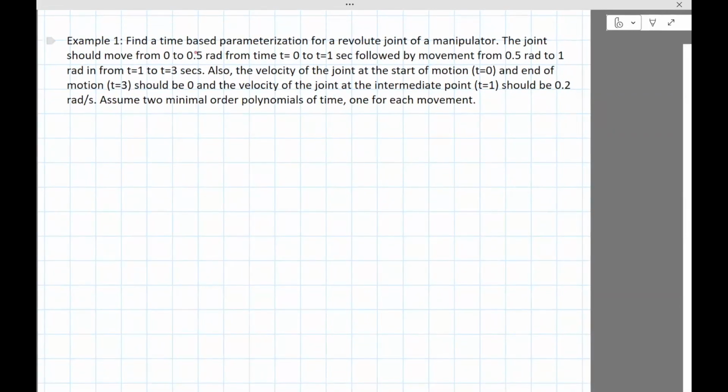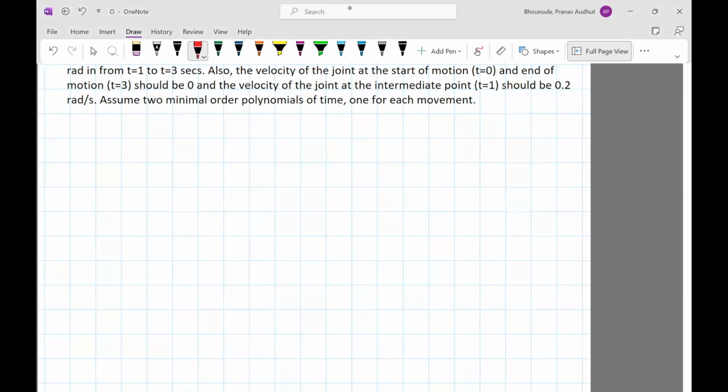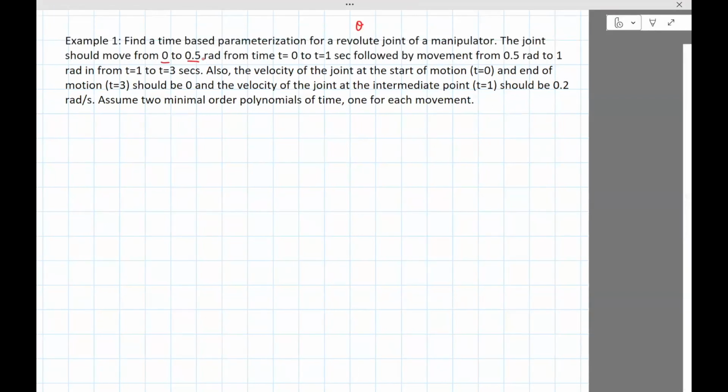Okay. Find a time-based parameterization for a revolute joint of a manipulator. So a single joint, let's call it theta. The joint should move from 0 to 0.5 radians from time t equals 0 to time t equals 1 second. So what it's saying here is, theta at time t equals 0 should be 0. Theta at t equals 1 second should be 0.5.